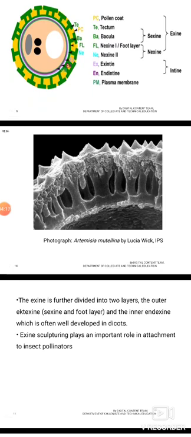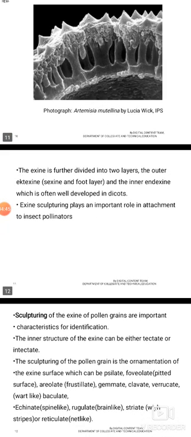The exine is further divided into two layers, the outer ectexine, that is sexine and the foot layer, and the inner endexine, which is often well developed in dicots. Exine sculpturing plays an important role in attachment of the pollen to insect pollinators. Sculpturing. The sculpturing of the exine of pollen grains is an important characteristic for identification.